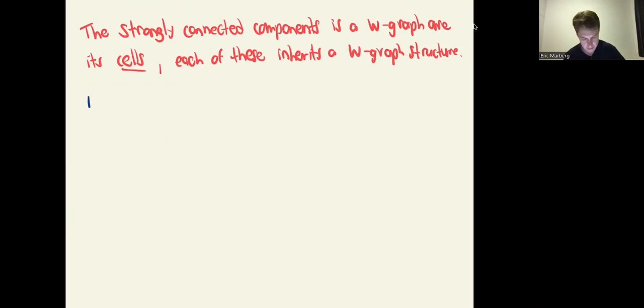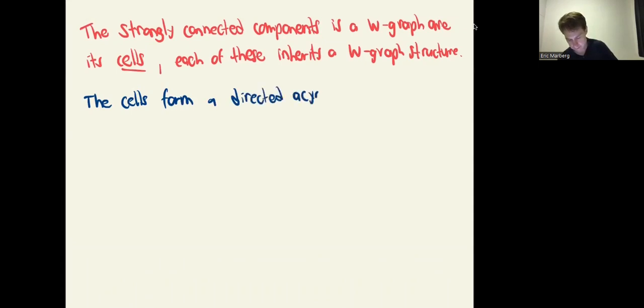Moreover, strongly connected means that for any two elements in a cell, there's a directed path from one element to the other, and also a directed path from the second element back to the first. Now, if you have your W graph and then you circle the strongly connected components, then the cells themselves form a directed acyclic graph. The key thing is acyclic, because if there were any cycles, then two of your cells would actually be strongly connected, but they're not.